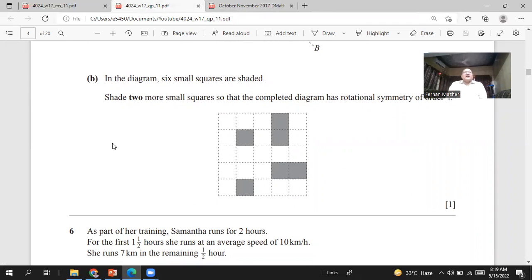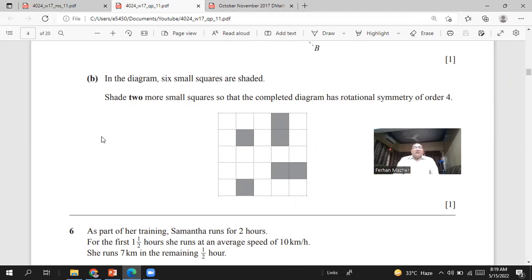It says in the diagram, 6 small squares are shaded. Shade 2 more small squares so that the completed diagram has rotational symmetry of order 4. If the rotational symmetry is of order 4, then we say that the figure should fit on itself 4 times. Okay, you can see this.